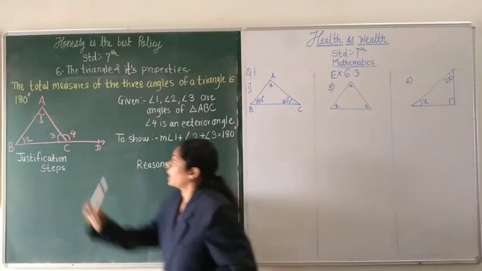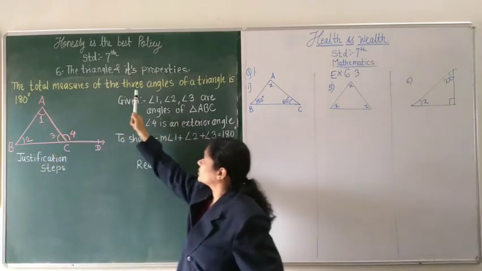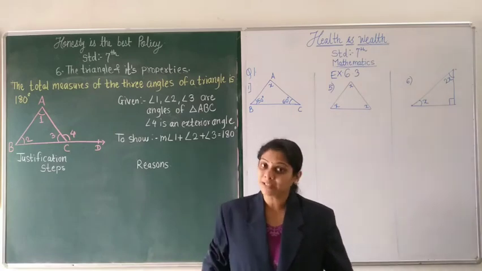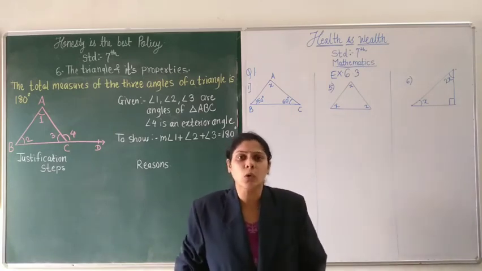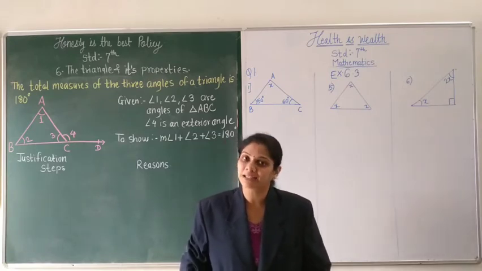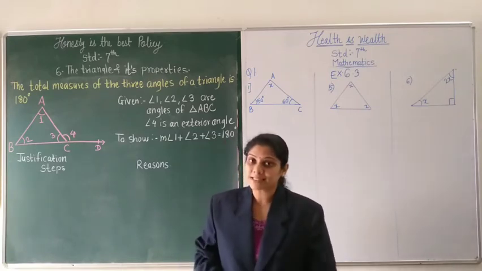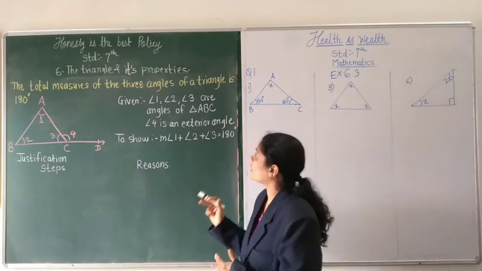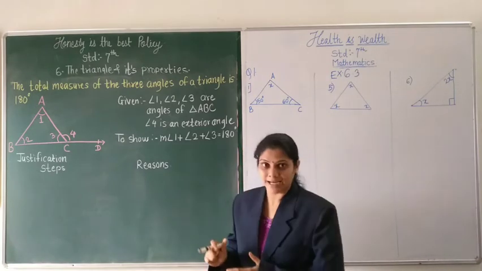Look at here. The total measure of the three angles of a triangle is 180 degrees. We know that very well. A triangle is a closed figure having three vertices and three sides. So what is the statement? The total measure of the three angles of a triangle is 180 degrees.